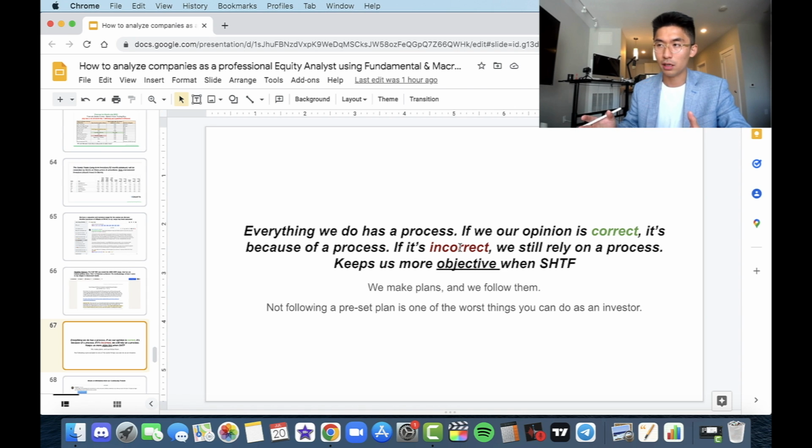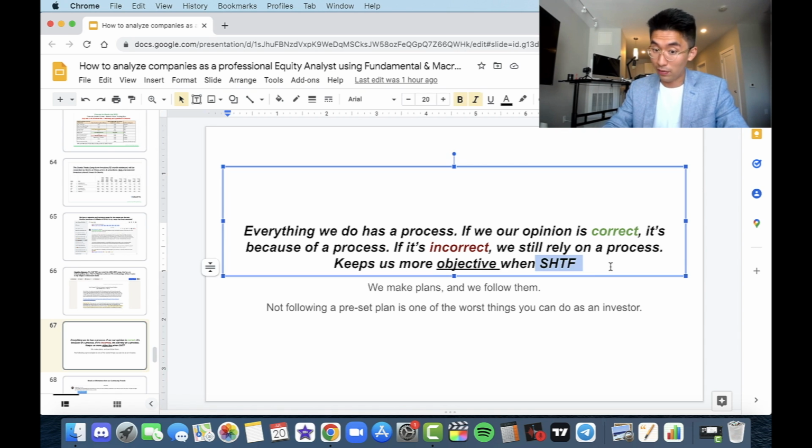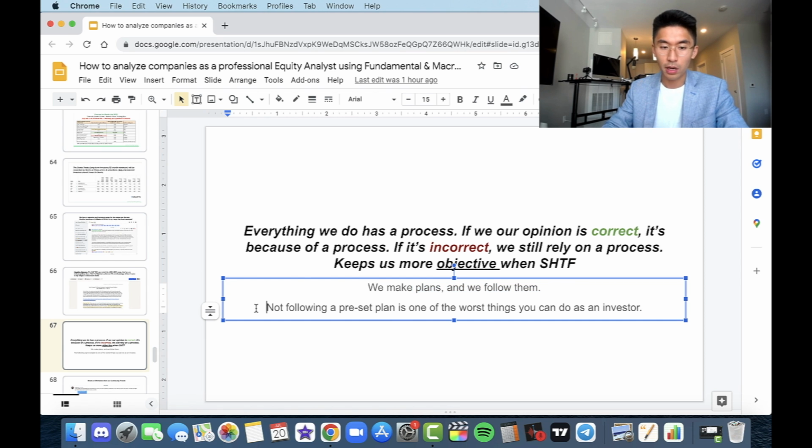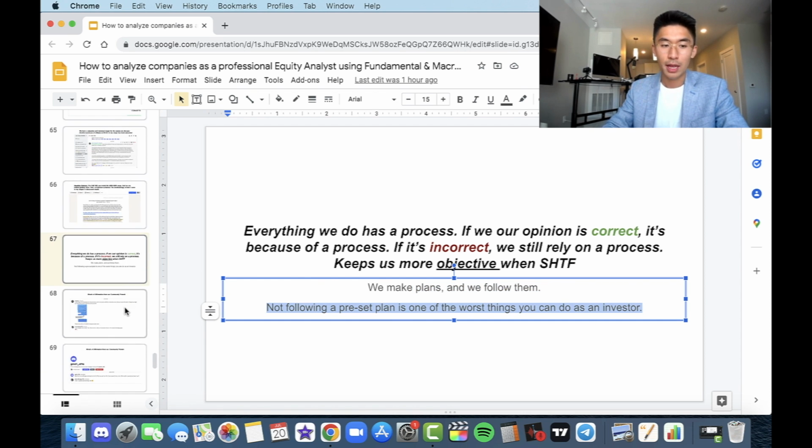Nothing is based on just gut feeling. Nothing is based on just instinct. And you shouldn't make your decisions that way either. This keeps us more objective when stuff happens. We make plans and we follow them. And not following a preset plan is one of the worst things that you can do as an investor.